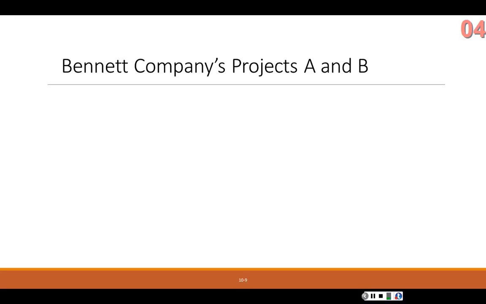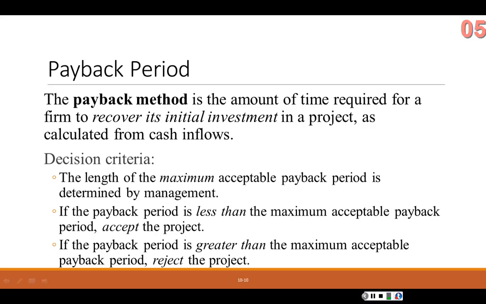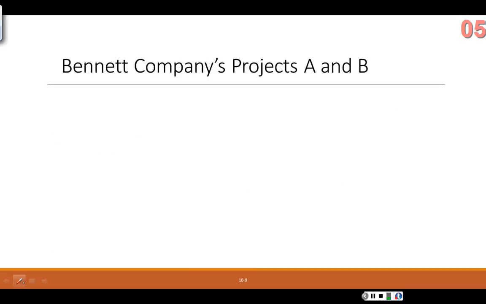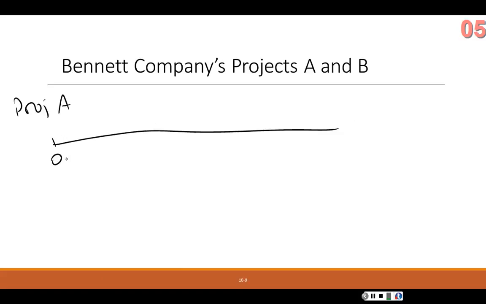So we can put these on a timeline, just as we've done every other problem in this text. So project A. At time period 0, project A costs $42,000. That's a negative $42,000 for the company. And in periods 1 through 5, it returns $14,000.